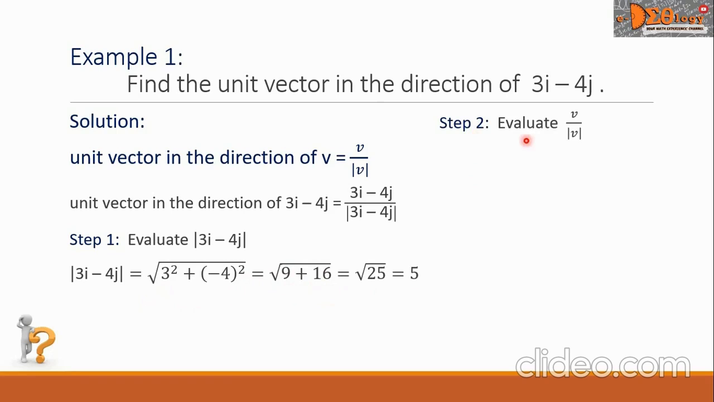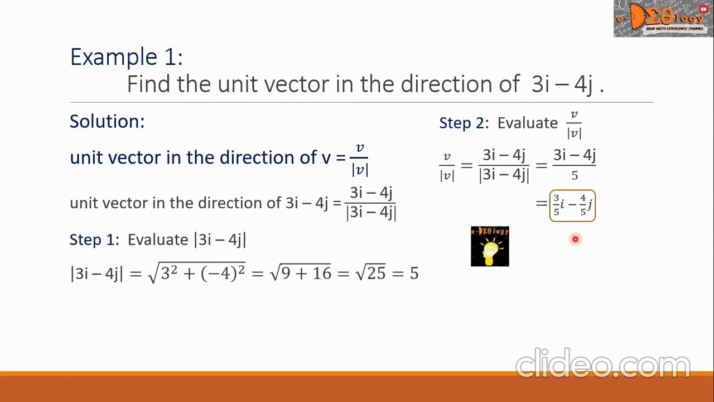Now step 2 is here. Evaluate the unit vector in the direction of v. And our formula is v over the length of v. This denominator is already solved in our step 1, so we can substitute the value in here. So we have 3i minus 4j all over 5. What we're going to do here is split the terms of the numerator with respect to the denominator. So we now have 3 over 5 times i minus 4 over 5 times j. This is now the final answer.